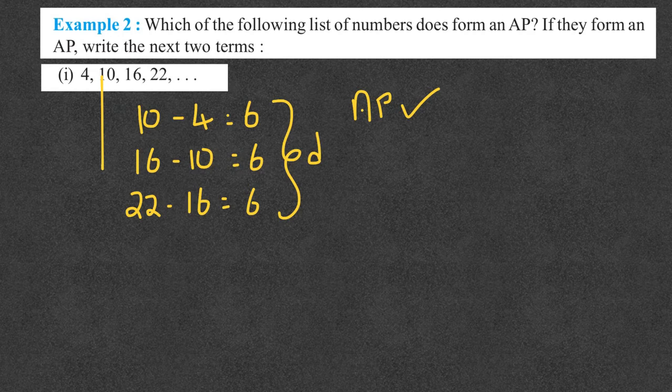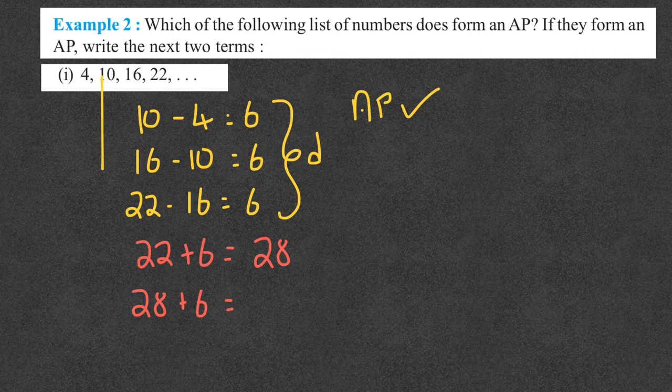Can we predict what the next two terms will be? So, the next term is going to be 22 plus 6, which is 28. And the next term is going to be 28 plus 6, which is going to be 34. So, the next two terms are 28 and 34. So, this is how we figure out whether a series of numbers is an arithmetic progression and how we can predict the next two terms. What about this? Is this an arithmetic progression? Let us see.